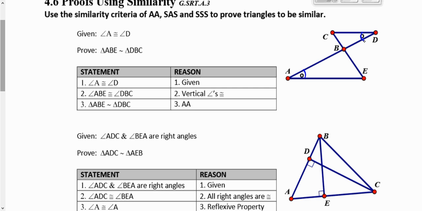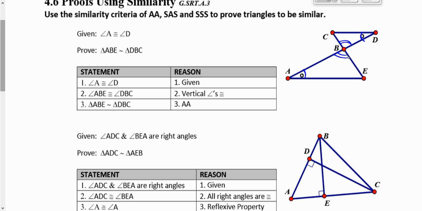Like what else? The vertical angle. Yeah. So what are these? This is angle what? Angle what and angle what? B. There you go. Angle CBD congruent to angle DBC. Vertical angles congruent, right?